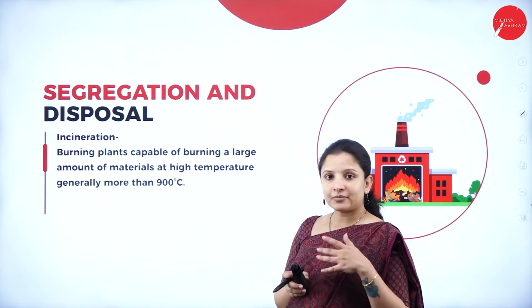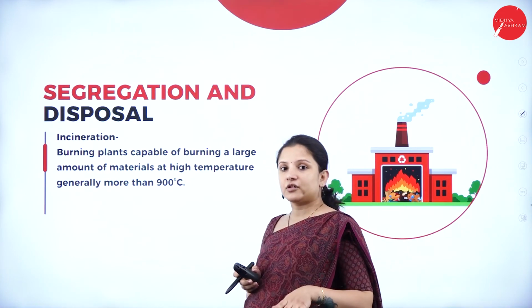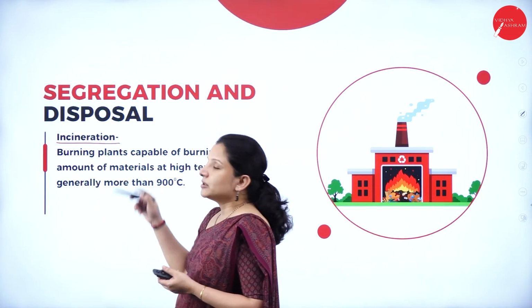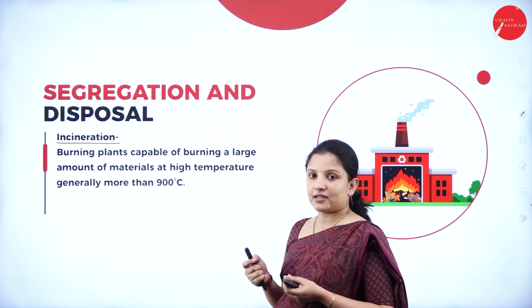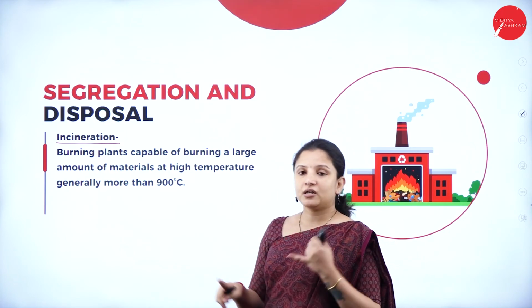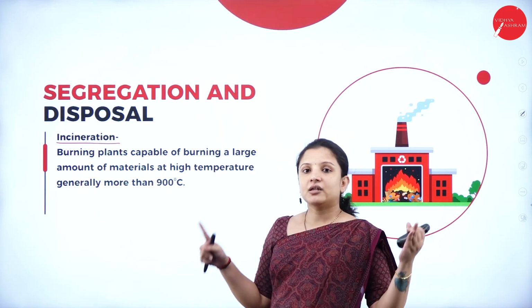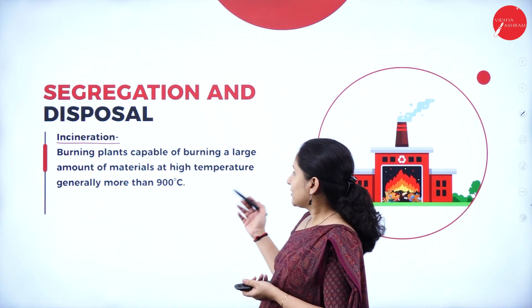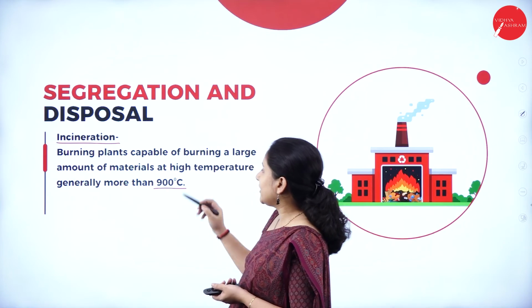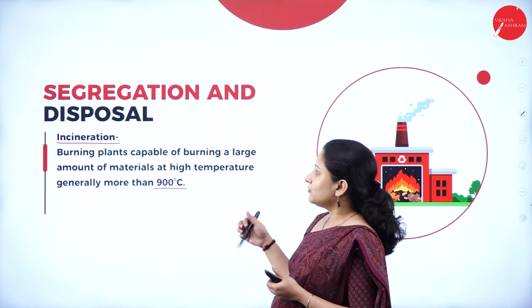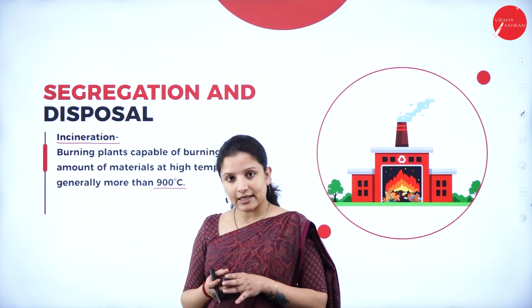Next, sometimes we cannot go in for any of these methods. We can go in for incineration, wherein huge burning plants are set up. In these plants, all the materials which cannot be decomposed and cannot be left in landfills can be dumped and burnt at a high temperature, that is 900 degrees Celsius. This is how solid waste can also be managed through incineration.